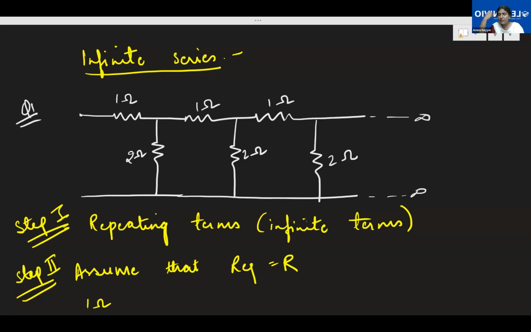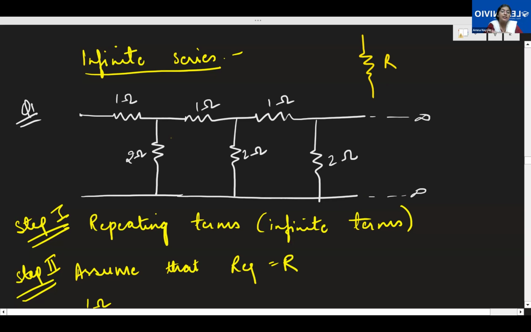You can never calculate it through a simple series and parallel method. It's not possible, it's infinite. Till where will you go and till where will you stop? So you identify the repeating term and you assume that the total answer of this question is something, let's say R. Whether it is infinite, double infinite, triple infinite, anything, the answer is R. If the circuit is so huge that it extends up to infinity, let's say I have solved this entire circuit and I'm just getting one simple resistor R. The R is the answer to this entire question.